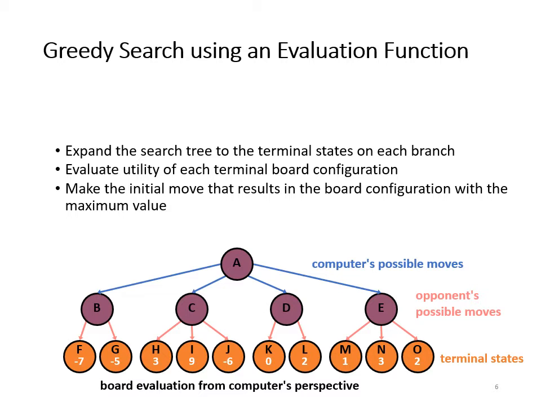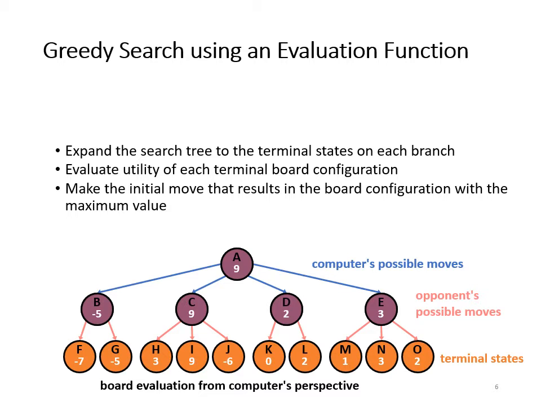So this is the board evaluation from the computer's perspective. So it will take the maximum value of -7 and -5, which will be -5, and the maximum value of 3, 9 and -6 will be 9, and the maximum value of 0 and 2, which will be 2, and the maximum value of 1, 3 and 2, that will be 3. In the next case, the computer will take the maximum value of this level, which will be 9. So this is only possible when one player is playing.